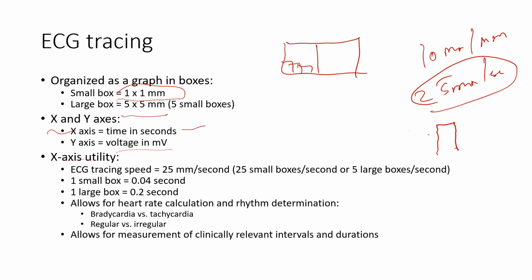The tracing speed is 25 mm per second, and one small box, if we calculate from this, is 0.04 seconds, and one large box is 0.2 seconds.